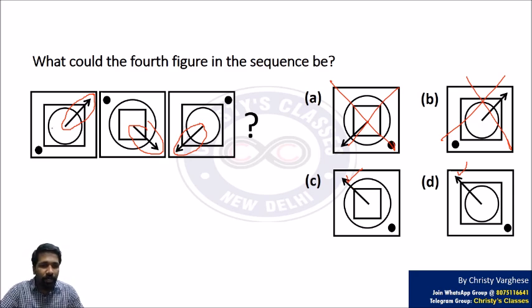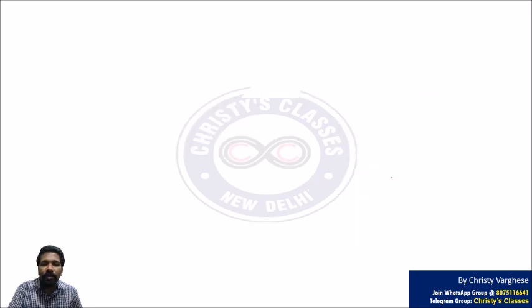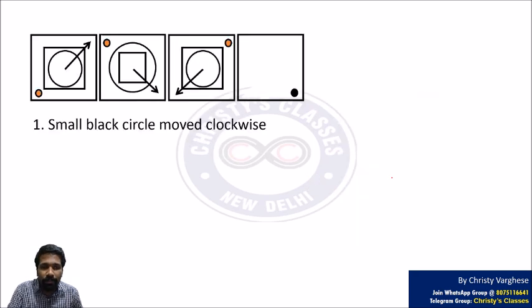The square and circle. Square is outside, circle is inside. Circle is outside, square is inside. In the next picture, square outside, circle inside. So in the missing picture, it should be circle outside, square inside, because circle and square are swapping their position. Look at this. This is the detailed explanation.